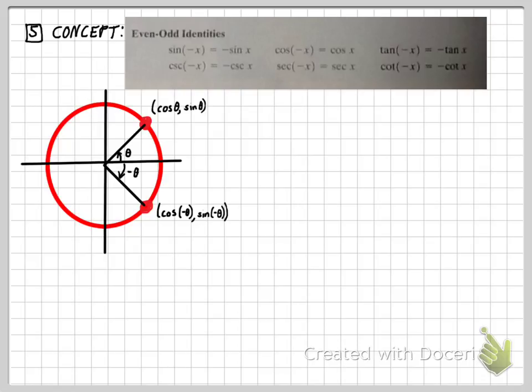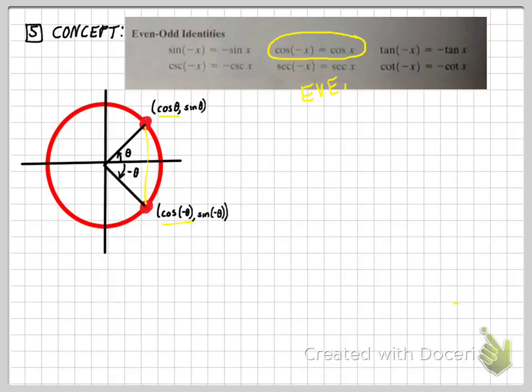If you think about carefully which of those coordinates would be the same, it should be pretty apparent that the x-coordinates are going to match, right? Because the x-coordinates are going to be exactly the same thing. Which means that the cosine of negative theta and the cosine of positive theta are going to be equal to each other. So that's the example of the even function. And the reciprocal, secant, is also going to be an even function.